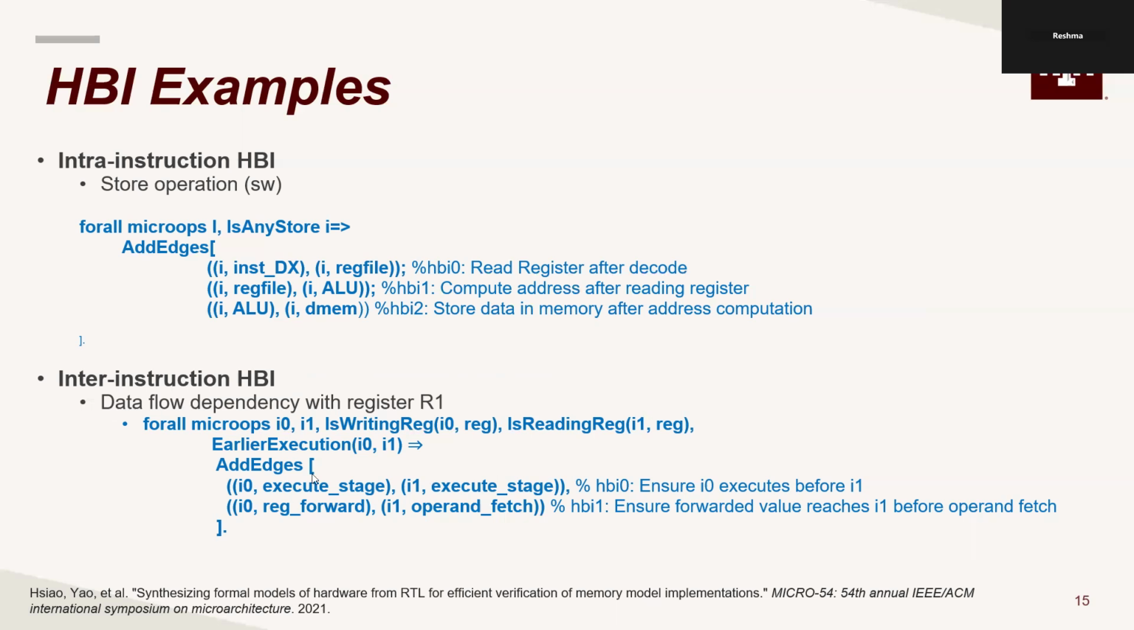correct execution. Since I1 depends on I0's results, I0 must execute first to produce the correct value. So instead of waiting for I0 to write back R1 to the register file, the processor forwards R1's value directly to I1, avoiding unnecessary stalls. So the HBI ensures that I1 does not fetch its operand before the forwarded value is ready, and this prevents I1 from using stale data.